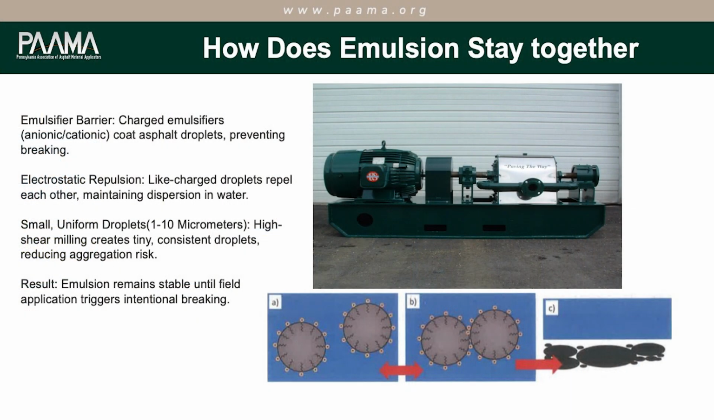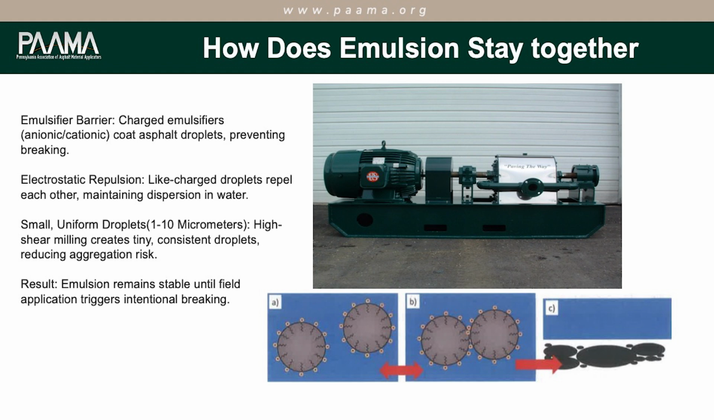How does emulsion stay together? So, an emulsifier barrier. Charged emulsifiers, anionic or cationic, coat the asphalt droplets, and they prevent breaking or coalescing, or just the asphalt droplets from coming back together. There's electrostatic repulsion, so like-charged droplets repel each other, maintaining dispersion in water. Small, uniform droplets, usually 1 to 10 micrometers.